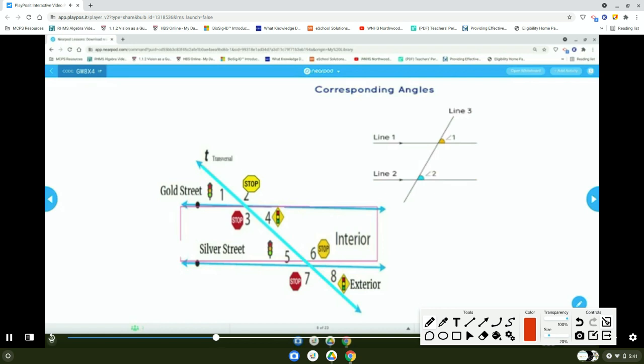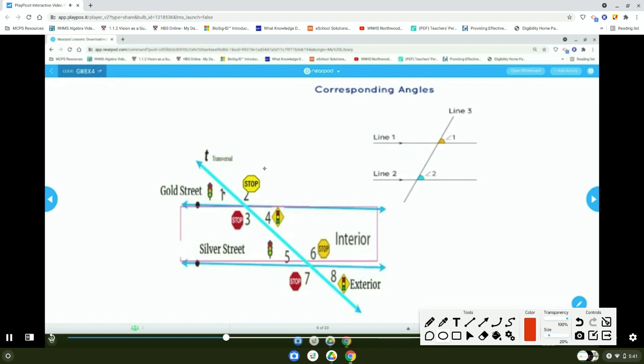The next vocabulary you're going to hear us talk about will be corresponding angles. What are corresponding angles? Corresponding angles exist when you have parallel lines cut by a transversal. It says that an angle found on a spot on one line is going to be congruent to an angle found in a similar spot on the other parallel line.